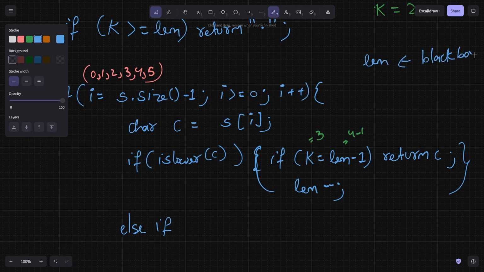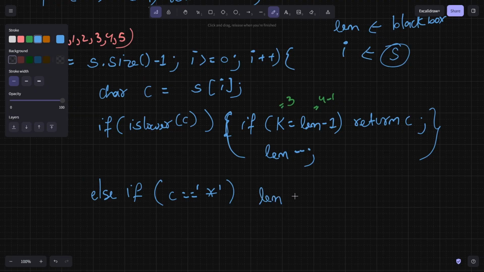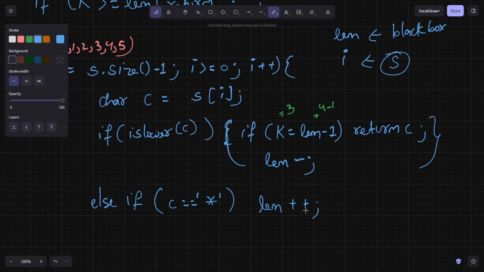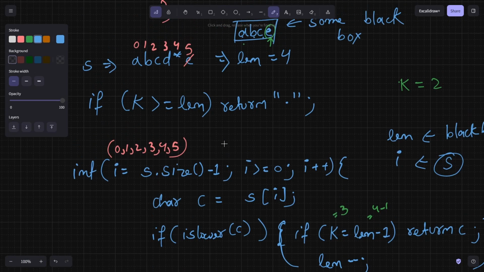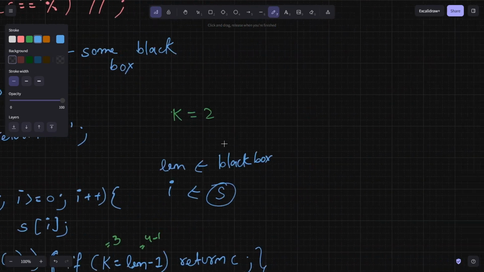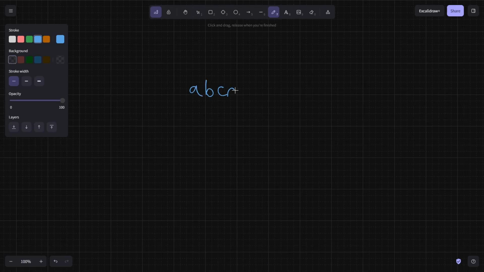And this result, we are taking care of result, and from i we are iterating over the given string, as given in the question. So else if character is asterisk, in case of asterisk, what we are simply going to do is length plus plus. And why did I do length plus plus? For example, I have a b c d asterisk e, so in result it is going to become a b c e, because the asterisk deleted the d.